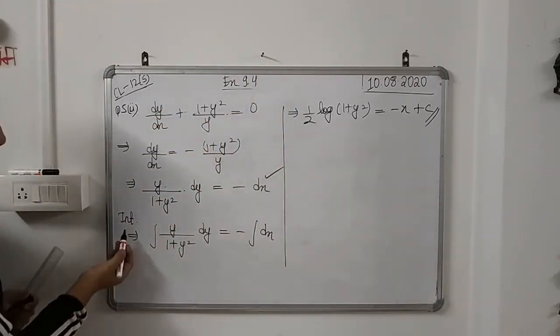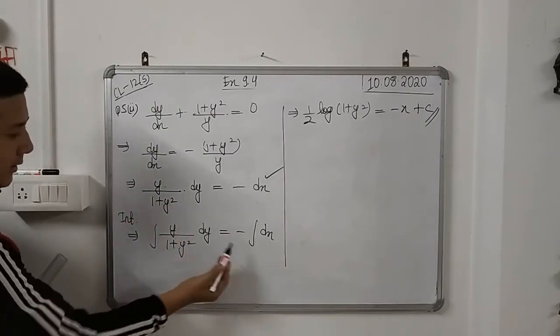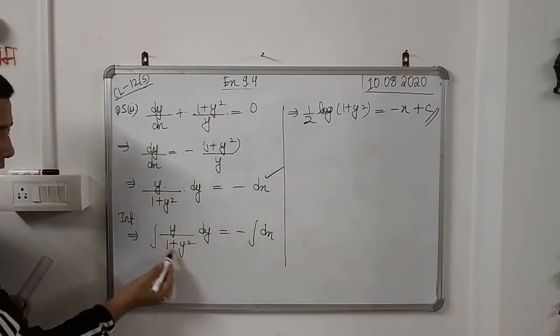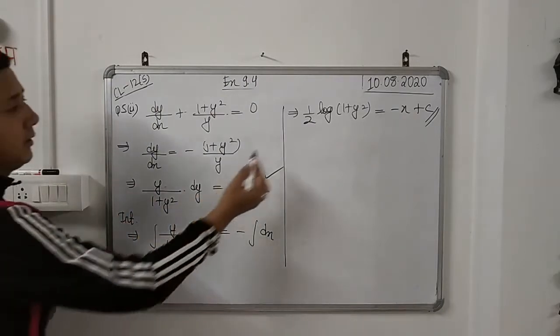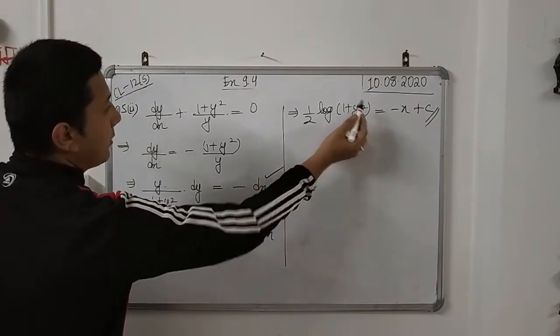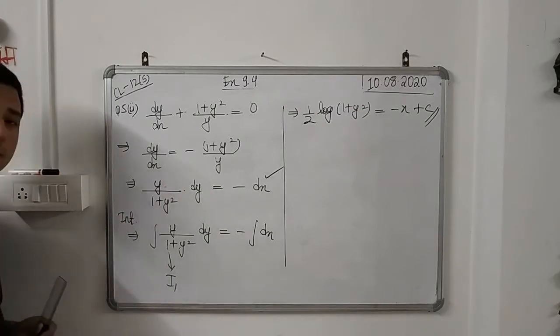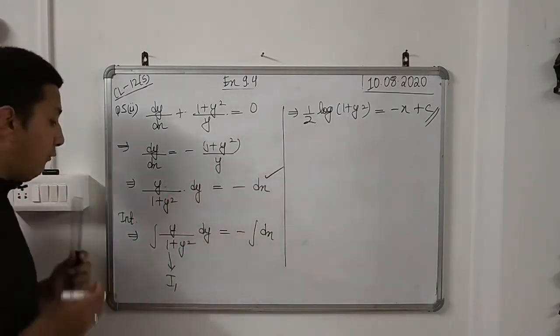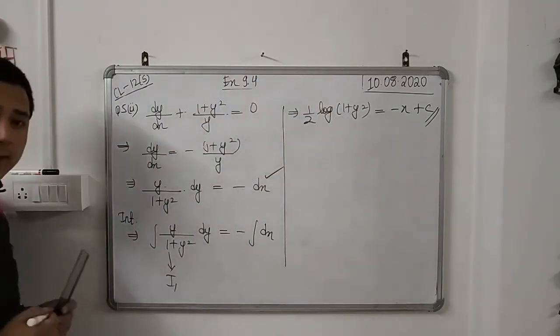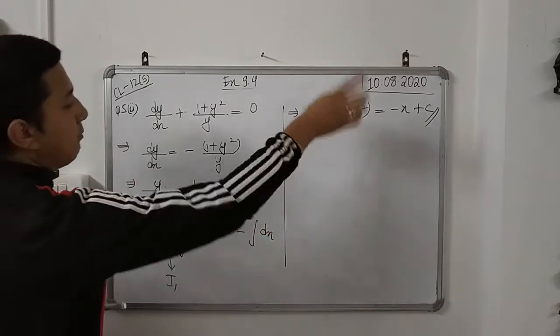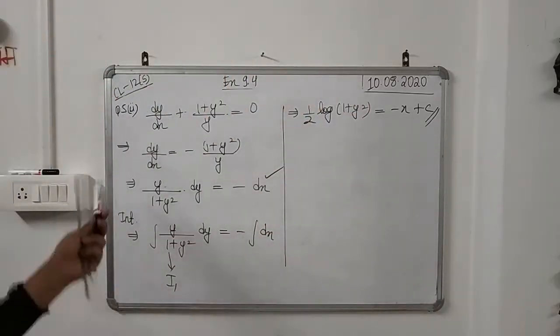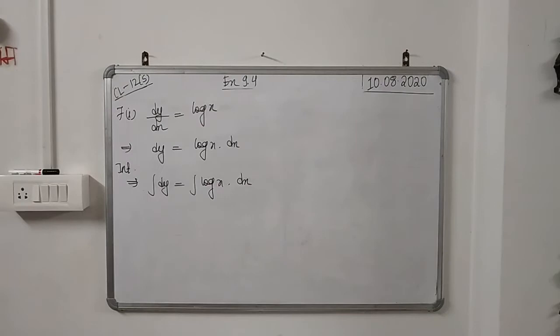And now we have to integrate, so take the integration sign. And this you have already done just before, isn't it? So it is nothing but half log (1 plus y squared). If you want to take it as substitution, you can keep it as I1 and solve. You'll be getting the same answer. If you know it, you can directly write. Okay? And which is equal to minus x plus c. So please pause the video and note it down.